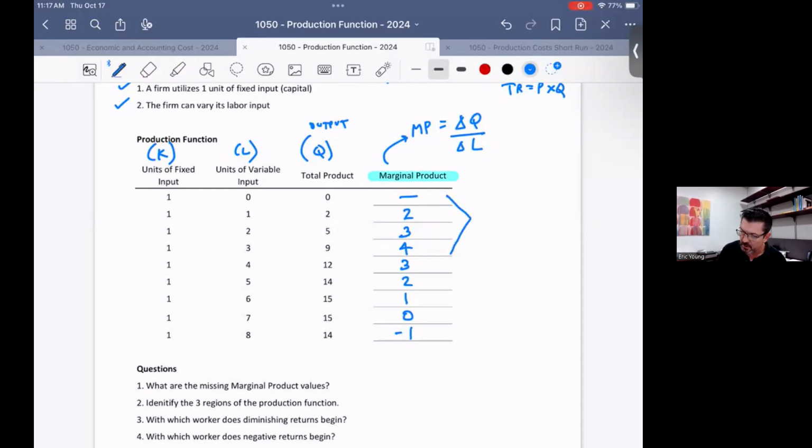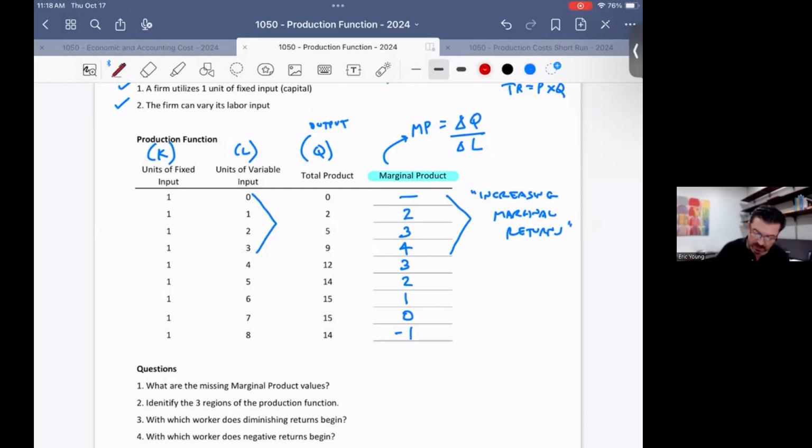Notice that for workers 1, 2, and 3, as our labor goes up, our marginal product goes up. In other words, each extra worker from the first to the second to the third is contributing more pizzas than the one before. The marginal product of each worker is growing. We call this region in production theory the region of increasing marginal returns, because each additional worker is generating additional pizzas.